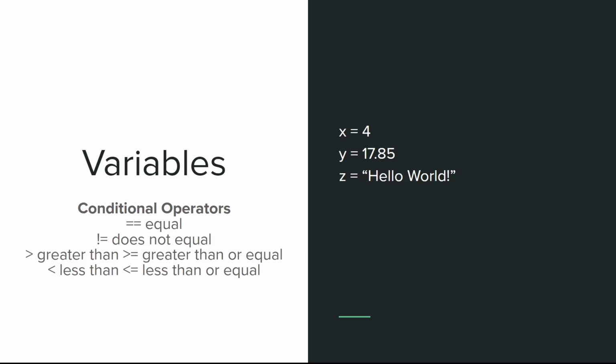The reason we use a variable is that it's kind of like algebra in that sense. We can change the variable to get different results. In this particular case, we would combine the two. If x is less than y, so if 4 is less than 17.85, which it is, print z, which is "Hello World." So on the screen, we would see Hello World get printed.